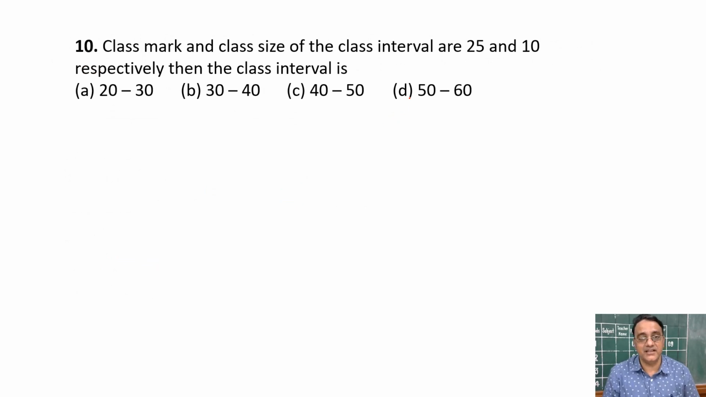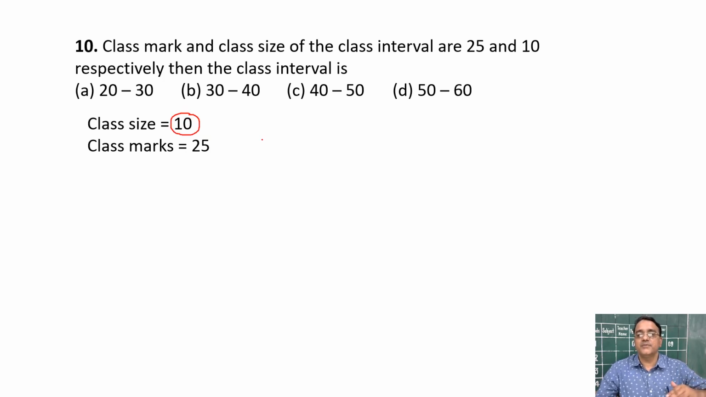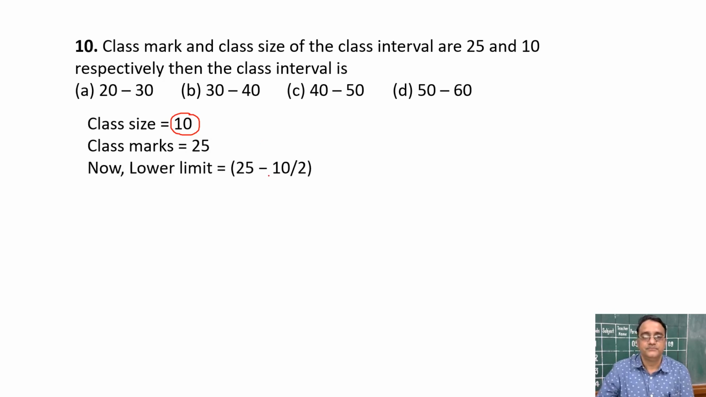Class mark and the class size of the class interval are 25 and 10 respectively. Then the class interval is dash. So class size is given as 10 and class mark is given as 25. So we did this type of question just now. Half of the class size, if subtracted from the class mark, gives the lower limit. If we add, then we'll get the upper limit. So first we will find the lower limit. So 25 minus 10 by 2. So this will become 5. So 25 minus 5 is 20.